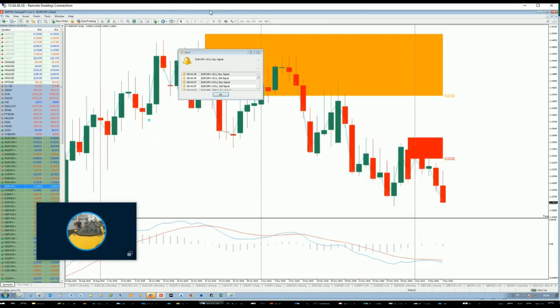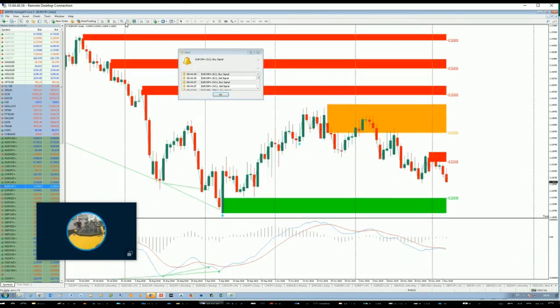Daily. Just zoom out, see if there's any zones. Yeah, so approaching. How far is there? They just said 40, 50 pips. Yeah, so it's 50 pips. We're 50 pips away. And just go back to the weekly.